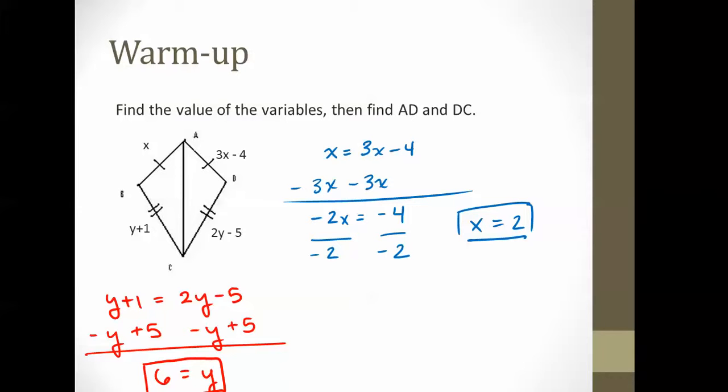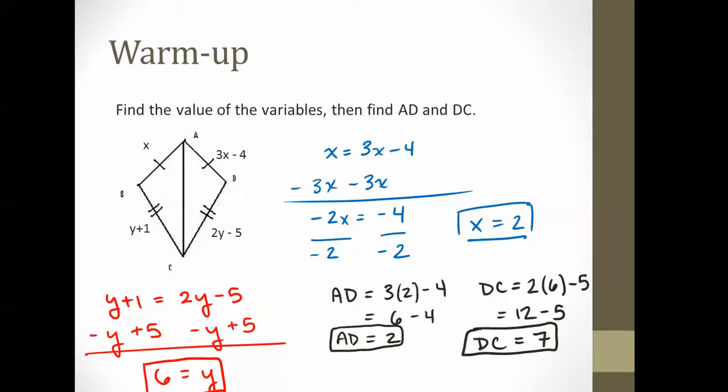So I've answered the first part of the question, find the value of the variables. Now I need to find the length of AD and DC. So I'm going to plug these values in to find the length of each. If I plug 2 in for x for segment AD, I get AD equals 2. And if I plug 6 in for y in segment DC, I get DC equals 7.